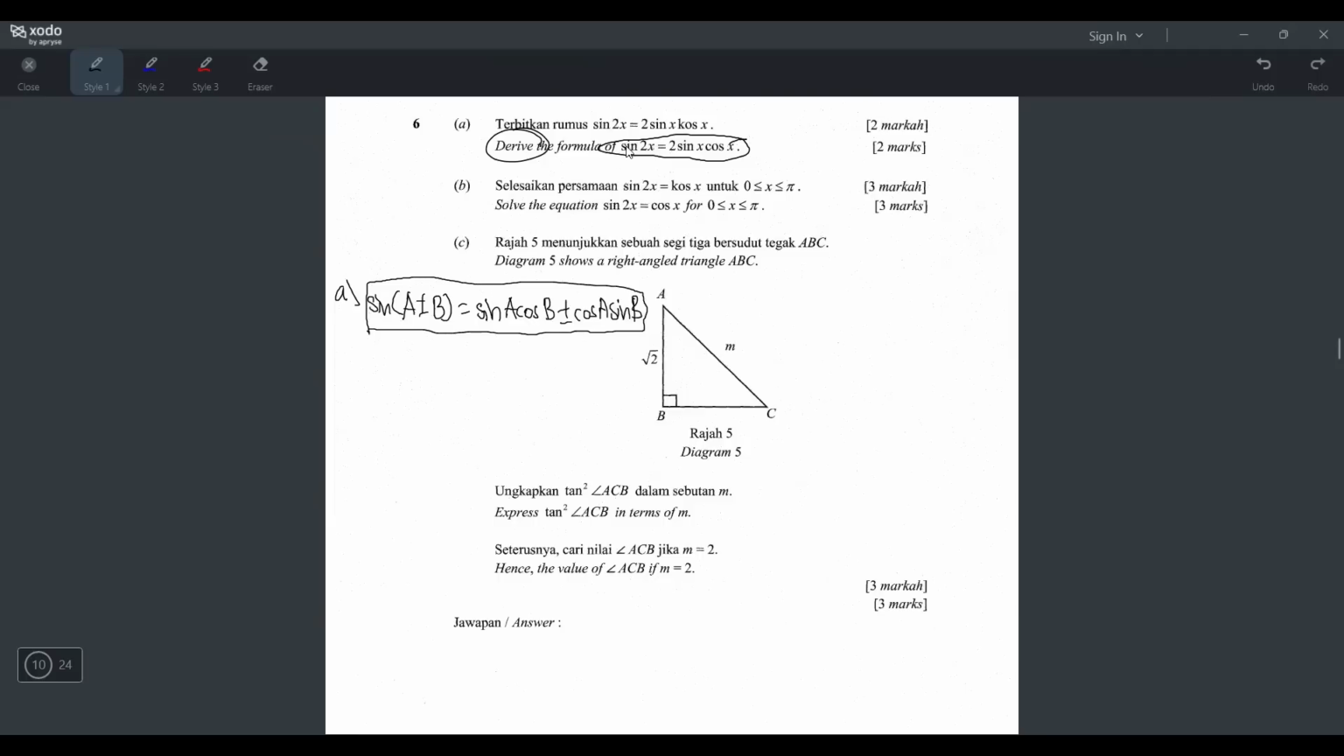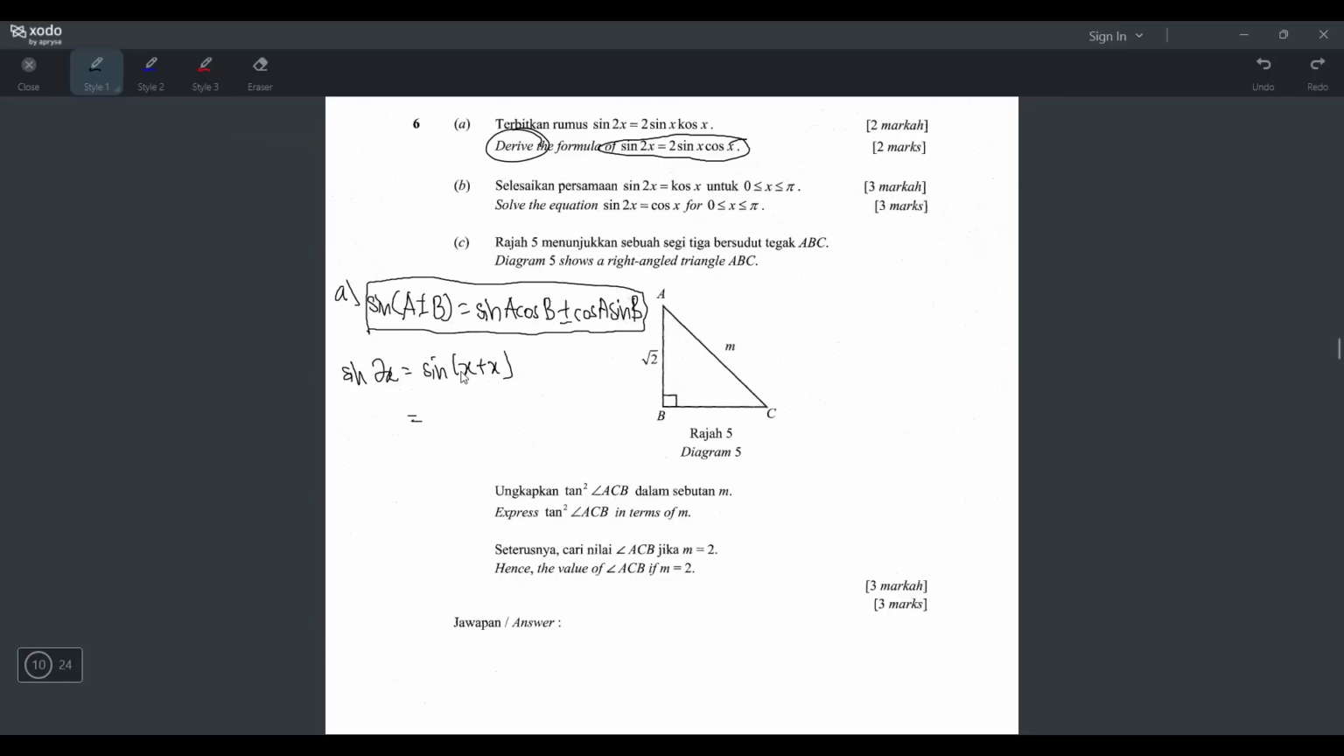Okay, very easy. Sine 2x is actually what? Sine 2x is actually sine x plus x. Do you agree? Because sine 2x, 2x means x plus x. So you can write it like this: sine bracket x plus x. And do you realize when you write it like this, now you can use the addition angle formula, right? So kenapa saya tulis macam ni? Sebab saya nak guna addition angle formula.